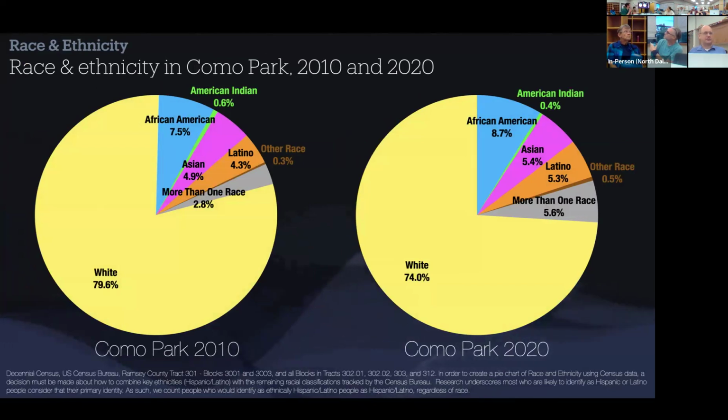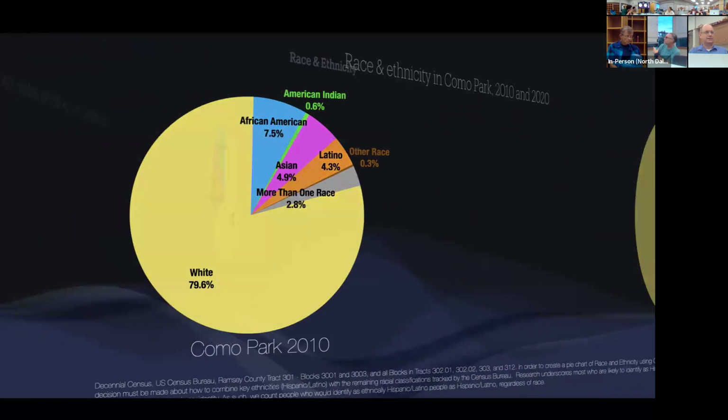Race and ethnicity in Como Park, comparing 2010 to 2020. We are becoming, as is the city and the nation, more diverse. We're just under 80% white, and we're now about a quarter, or a little bit more than a quarter, people of color in 2020. So you can just see the slices of people of color expanding as the white population also shrinks a little bit. I will say citywide, in general, the population growth has not been a contraction of the white population. It's actually been more just the growth that we've seen over the last 10 years, 2010 to 2020 especially, has been by adding people of color rather than reducing the white population.